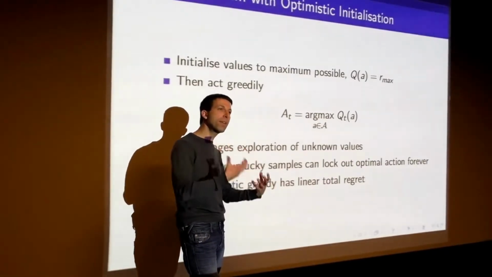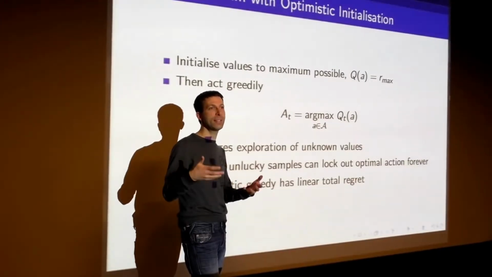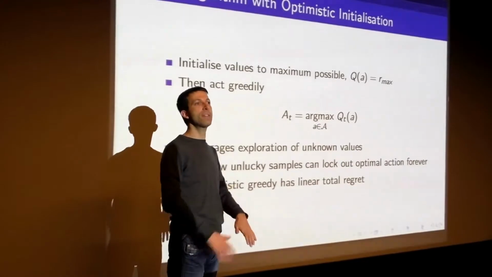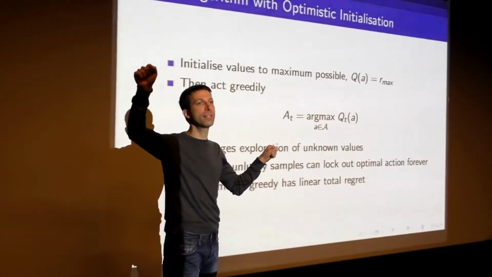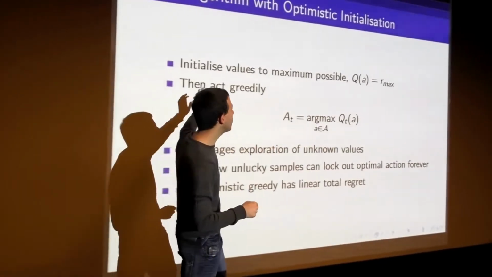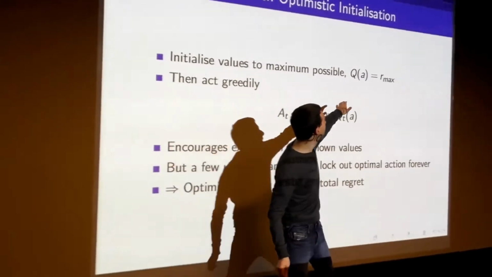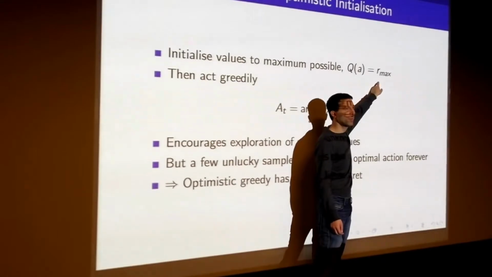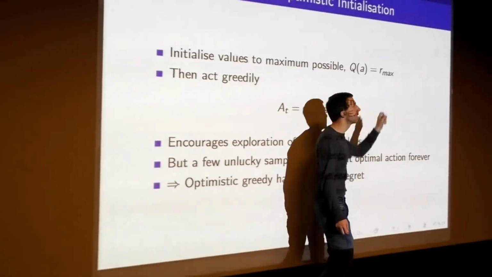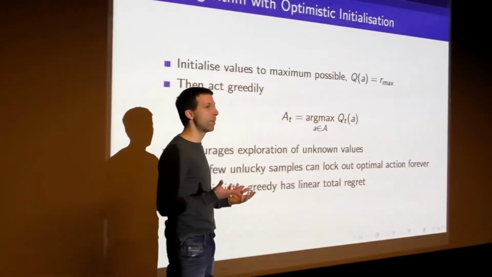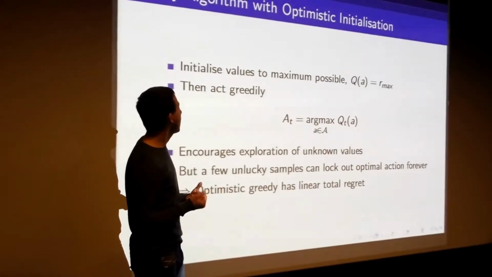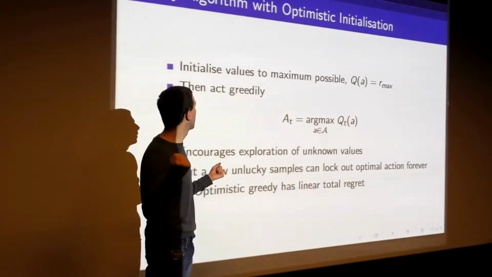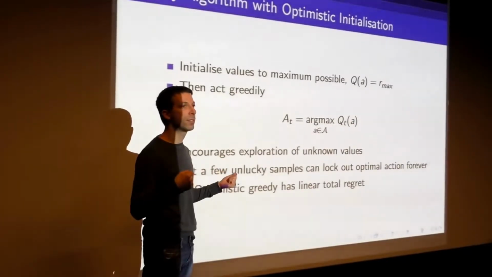So this is the simplest version we'll see of optimism in the face of uncertainty. We're not going to measure the uncertainty. We're just going to assume that everything is really good until proven otherwise. So we're going to assume that all of our actions pay out the maximum possible. So for this algorithm, we need to know the maximum possible. For many of the others that we'll see, we don't. So if we know the maximum possible, then what we do is we just initialize all our estimates to that maximum possible, and then we act greedily from that point onwards.